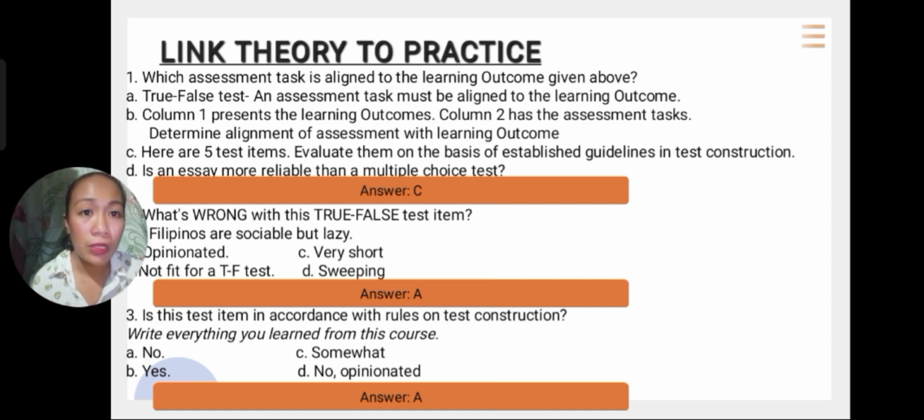Number 2, what's wrong with this true or false test item? Filipinos are sociable but lazy. The answer is A, opinionated. Number 3, is the test item in accordance with the rules on test construction? The answer is letter A, no.